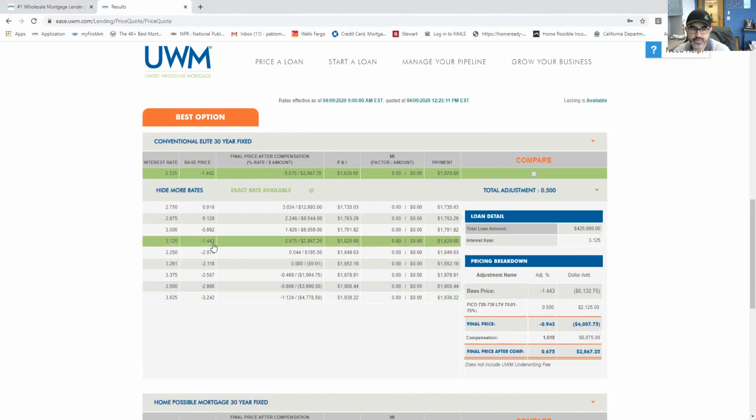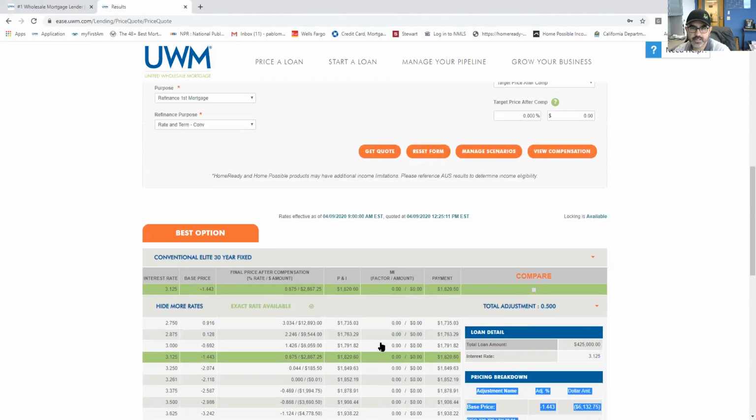Same thing is true at 3.125. You have $6,875 built in there, and the customer is only going to pay a $2,867 origination charge, and so on. You know, if you can sell it at 2.75, it's going to cost the customer $12,893. However, your compensation of $6,875 is already built in there.